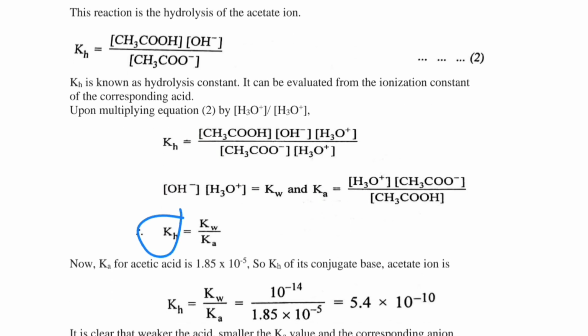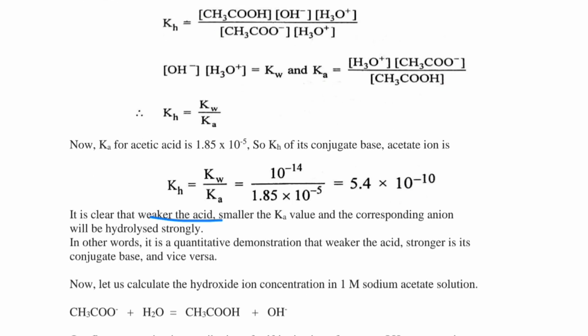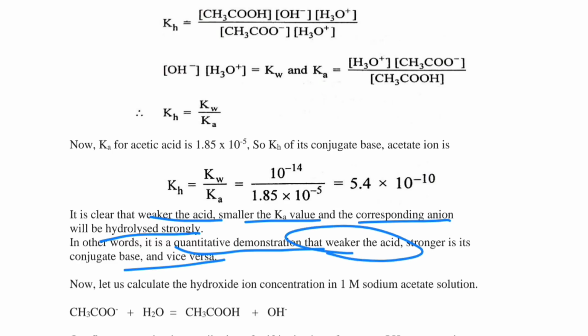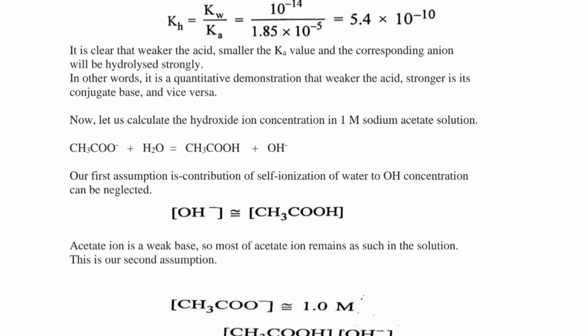You can see here KH is equal to the water constant Kw over Ka for the acid. It is clear that the weaker the acid, the smaller the Ka value, and the corresponding anion will be hydrolyzed strongly. In other words, it is a quantitative demonstration that the weaker the acid, the stronger its conjugate base, and vice versa. If we have a stronger acid, then its conjugate base will be weaker. Here you can see the acetate ion is a weak base.